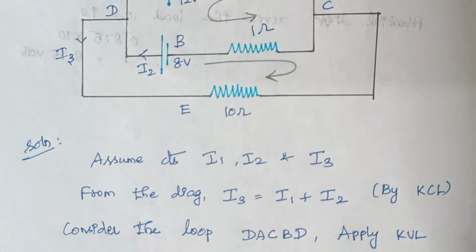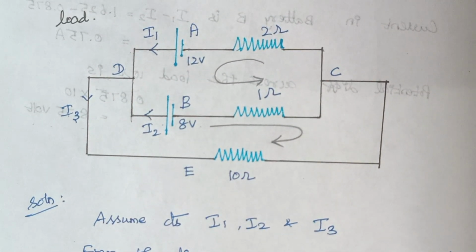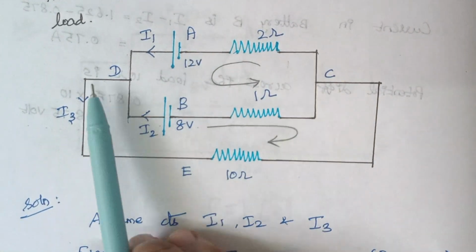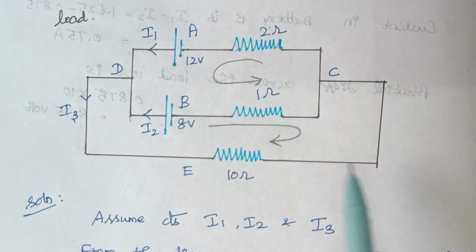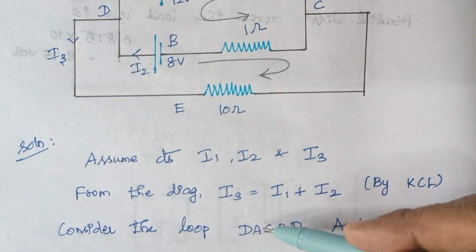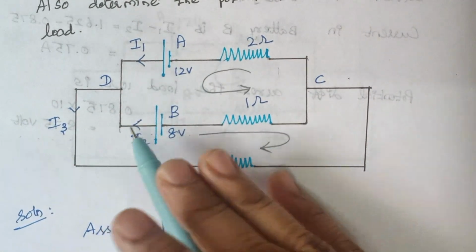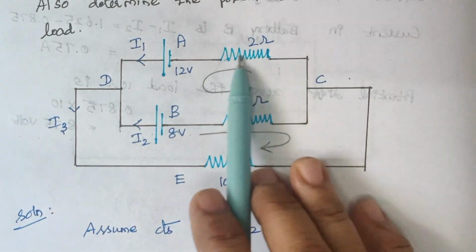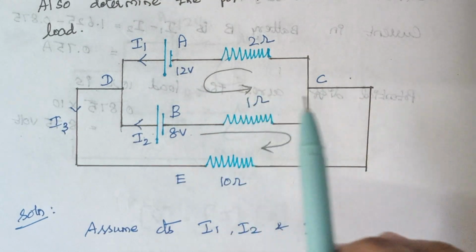Now the next thing is we are going to apply KVL for the loops. Here again we have two loops. Loops are nothing but closed paths. So this is one closed path and this is one closed path. Now consider this loop, DACBD, that is DACBD. Right, now consider this loop, and here we have assumed that the direction of current is like this.